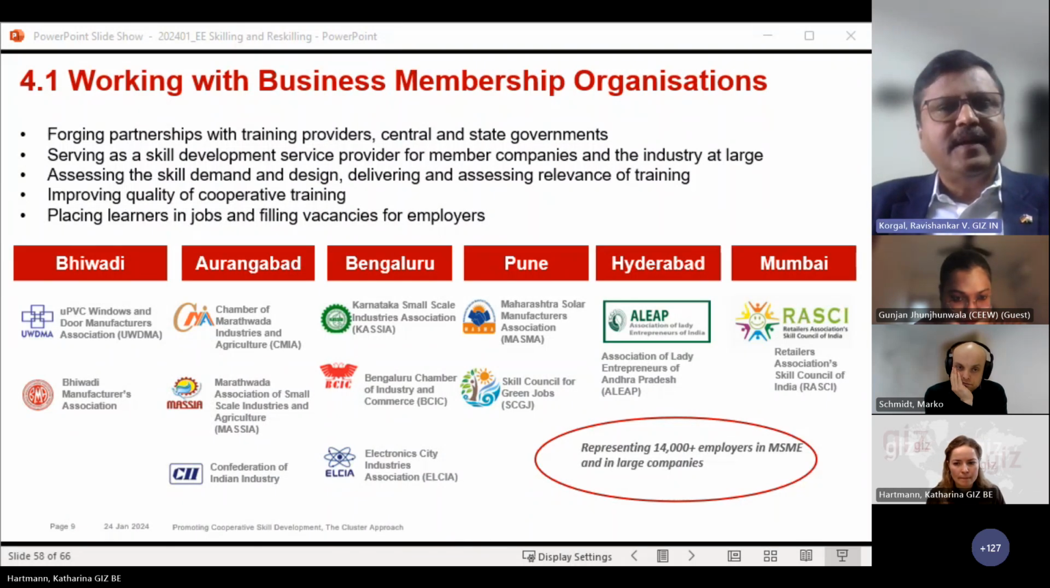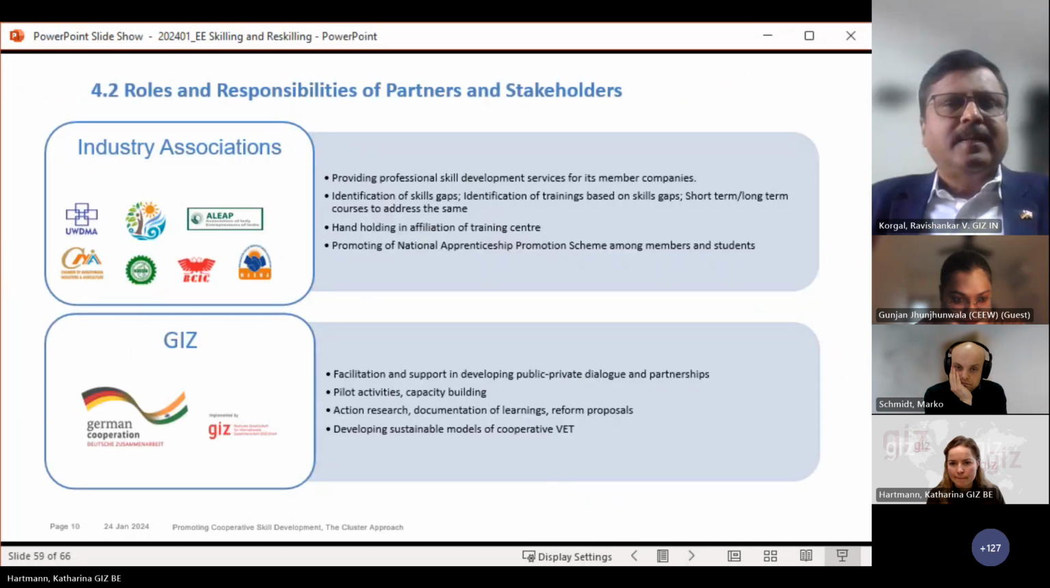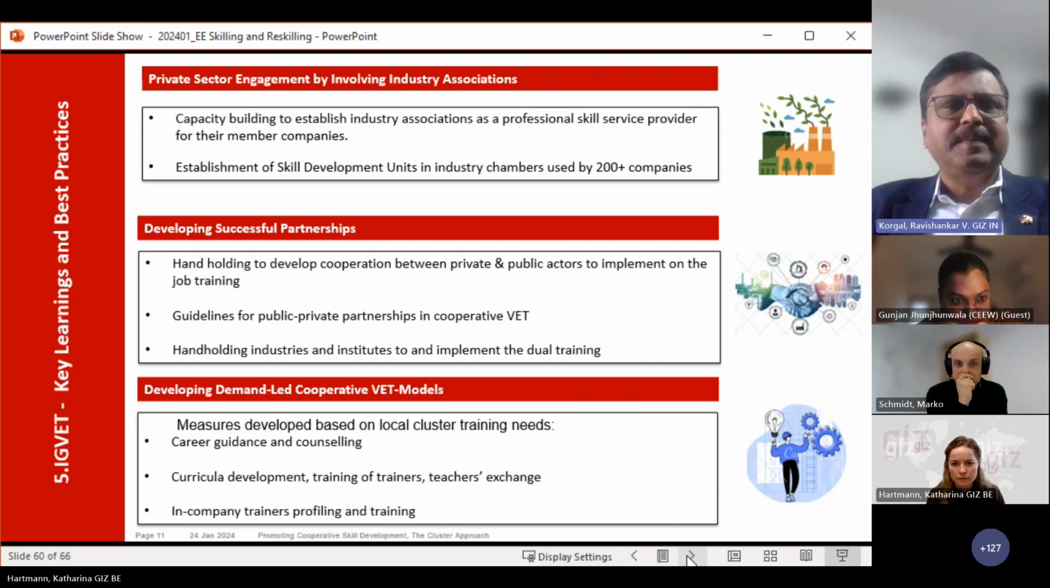Go to next slide. And these are some of the roles and responsibilities. Due to shortage of time, I think we will share this presentation with everyone. Maybe you can just go through it. Next slide, Katerina. And these are some of the key practices. One is the capacity building of these industry associations and developing the skill development units in these industries, and developing successful partnerships and developing the demand-led cooperative VET models.